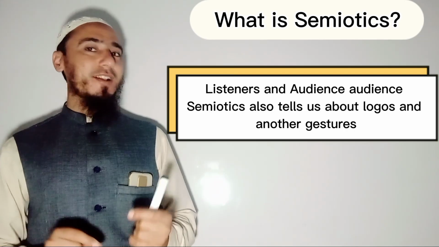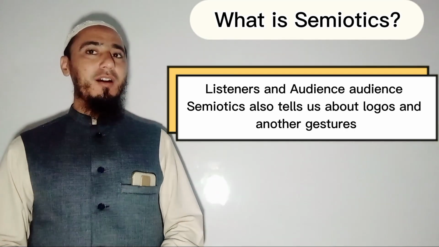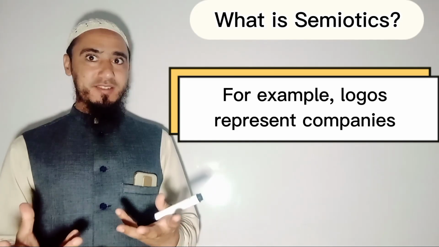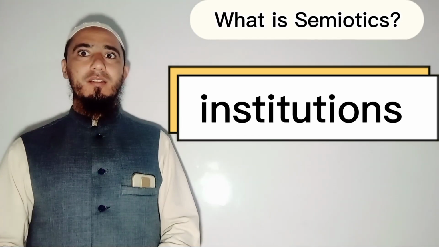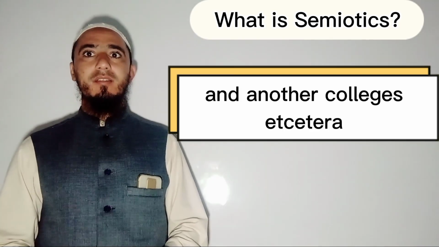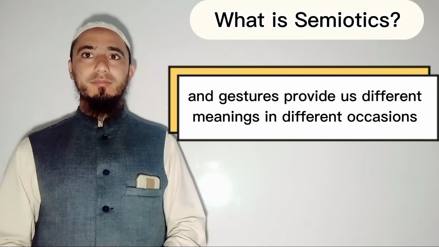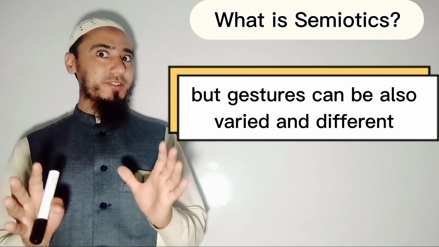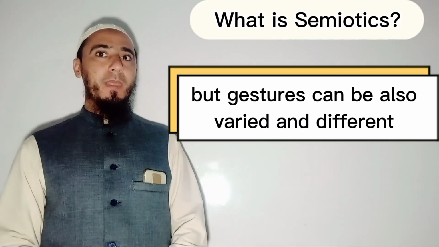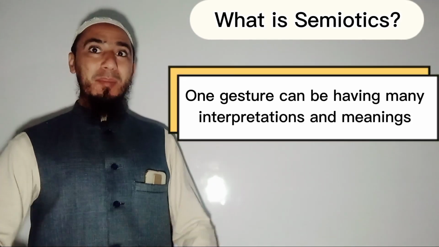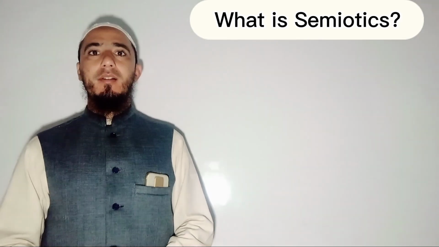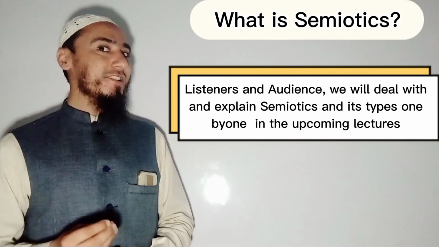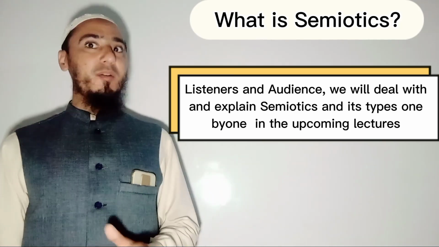Listeners and audience, semiotics also tells us about logos and gestures. For example, logos represent companies, institutions, even the universities and colleges, etc. And gestures provide us different meanings on different occasions. But gestures can also be very different. One gesture can have many interpretations and meanings. Listeners and audience, we will deal with and explain semiotics and its styles one by one in the upcoming lectures.